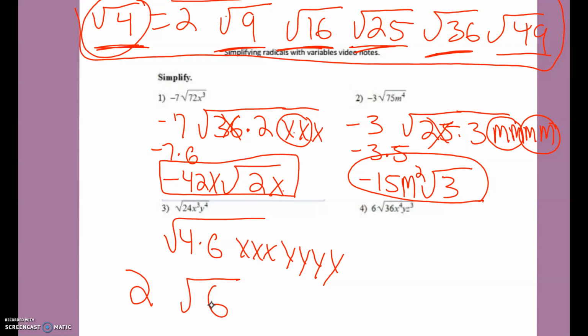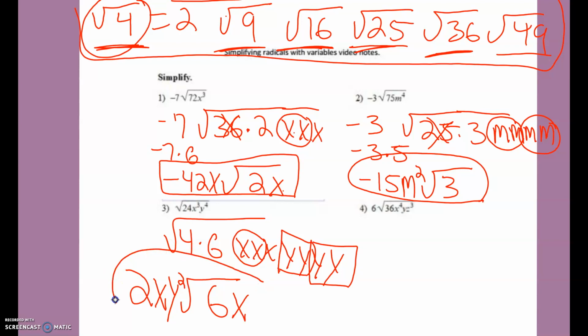All right, how many groups of x? Well, I got 1 group of x here, so that's going to come out. And we have 1 left over. And then here we've got 1 group of y, 2 groups of y. So we have y squared, or 2 y's. We're done. Okay. Now the last one.